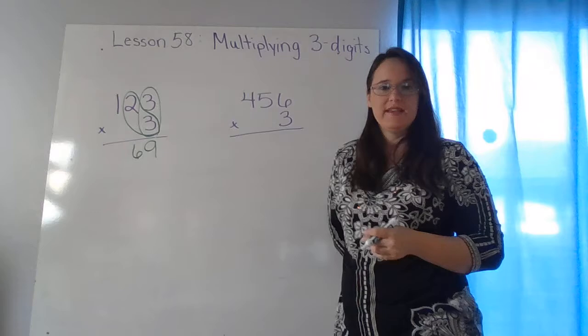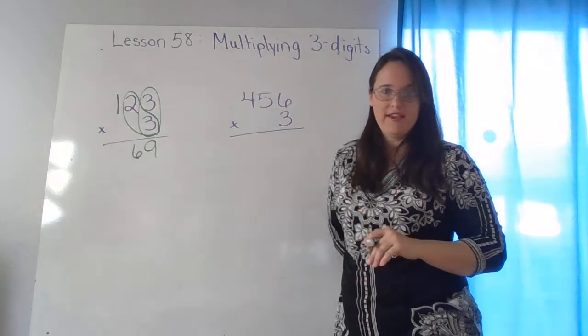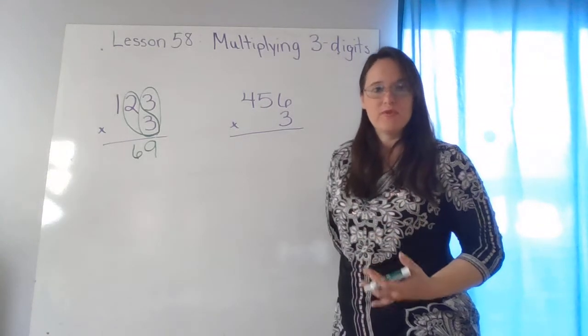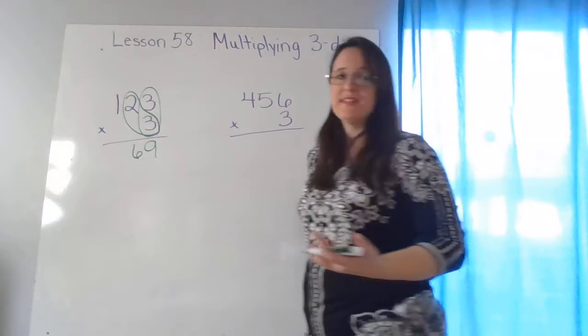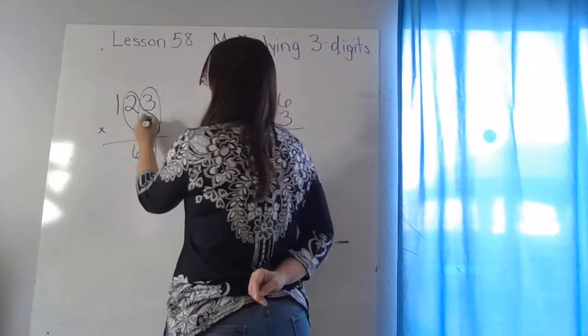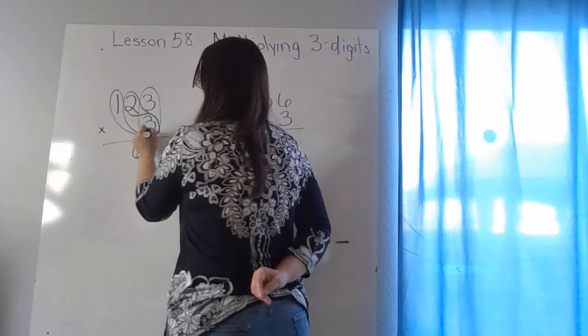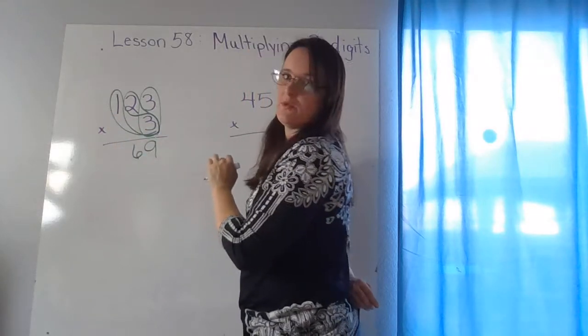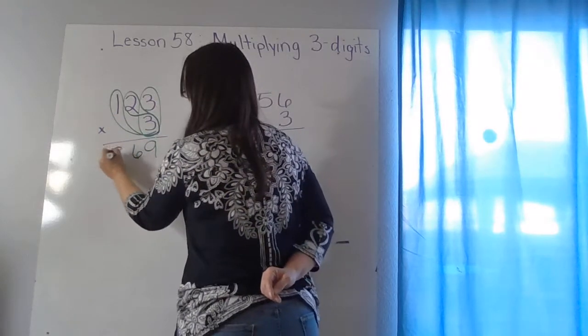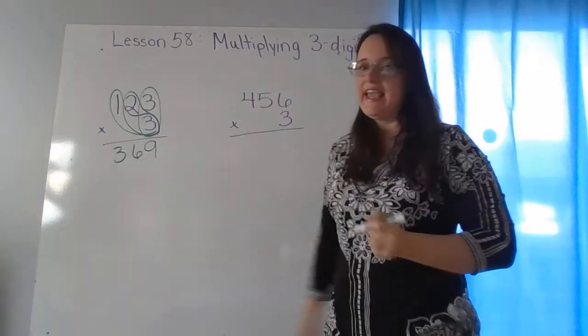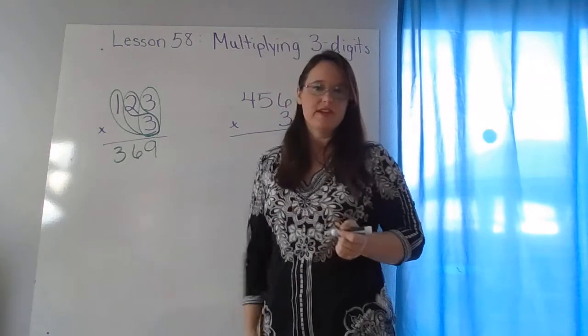So at this point, that's as far as you've gone. When we have a 3-digit number, we do the same thing a third time. We take our 3 and we multiply it now times the 1 in the hundreds place. 3 times 1 is 3. And our answer here is 369.